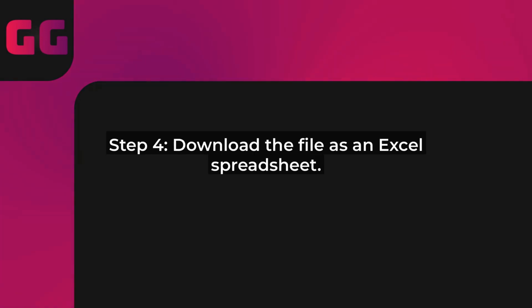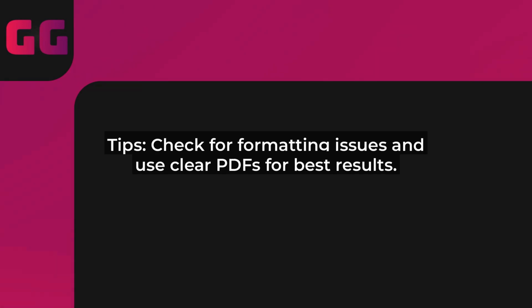Step 3. Download as Excel. Once you're happy with the conversion, go to File, Download, Microsoft Excel, XLSX. Save it to your computer, and you're done. If you prefer other tools like Adobe Acrobat or online converters such as SmallPDF, the process is similar. Just upload, convert, and download.